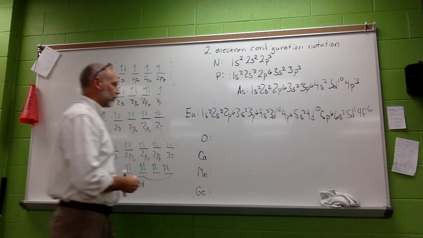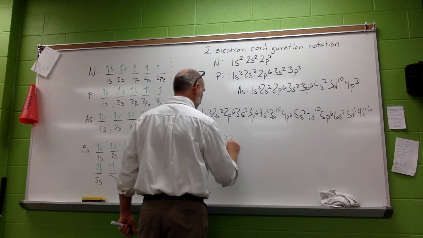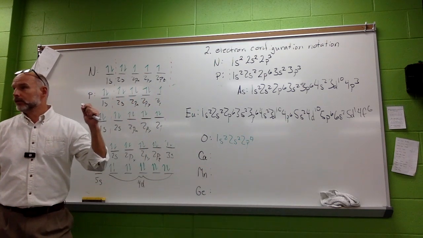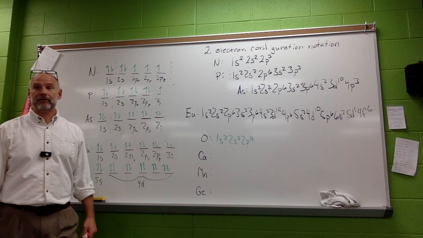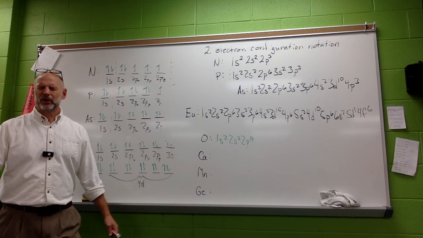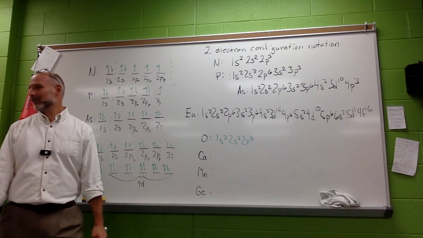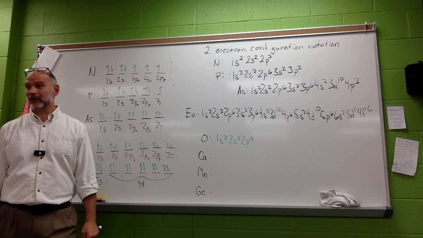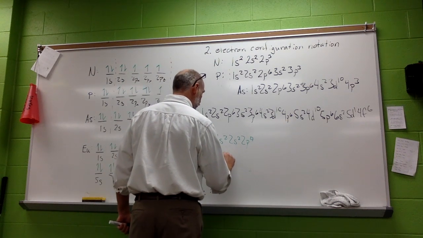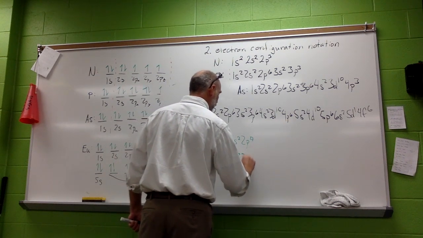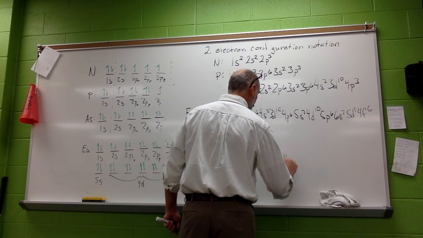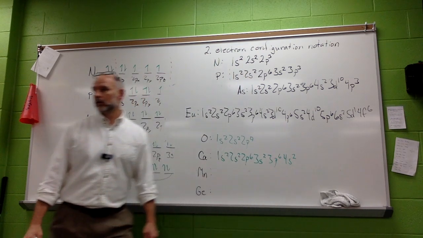All right. I'm hoping everyone got for oxygen 1s2, 2s2, 2p4. Just out of curiosity, how many valence electrons does oxygen have? 6. Good. Even in my AP class, I occasionally get kids say 4. All right, calcium, we should have 1s2, 2s2, 2p6, 3s2, 3p6, 4s2.